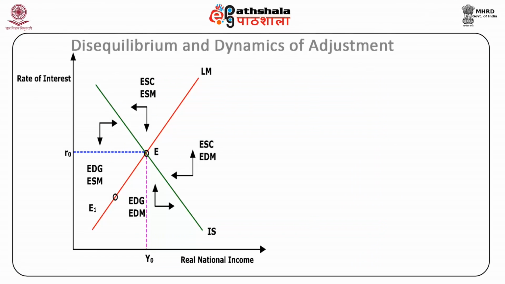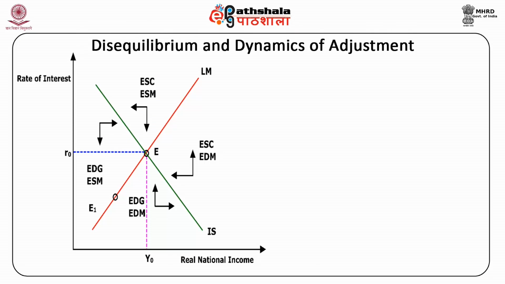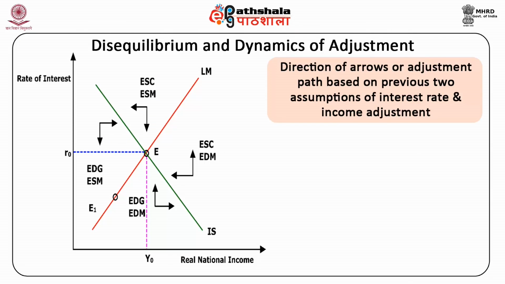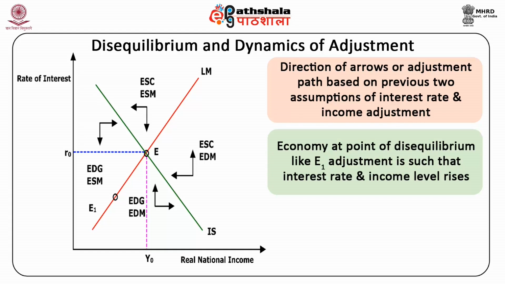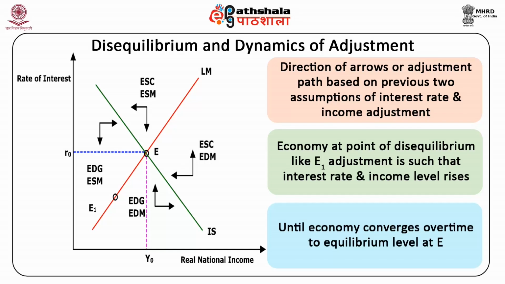In the figure, the adjustment mechanism of disequilibrium is shown by the directions of arrows. The direction of arrows, or the adjustment path, is based on the previous two assumptions of interest rate and income adjustment. If the economy were at a point of disequilibrium like E1, then the adjustment is such that the interest rate as well as income level rises until the economy converges over time to the equilibrium level at E.